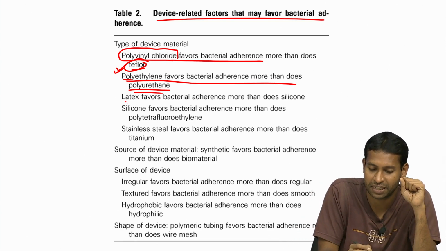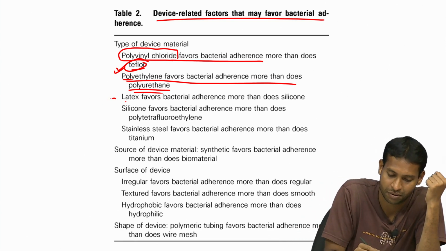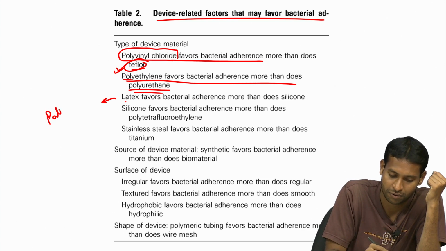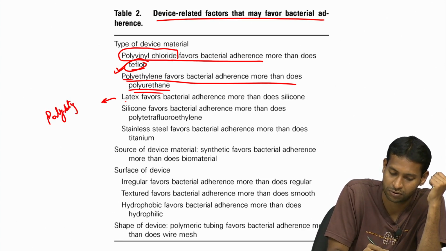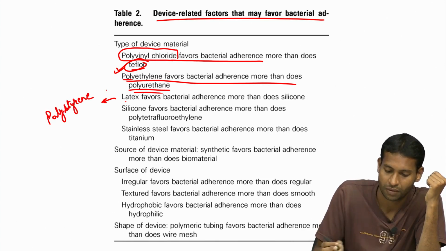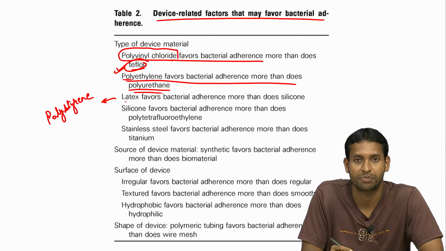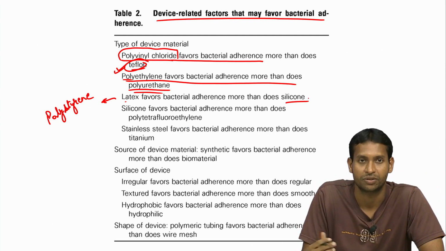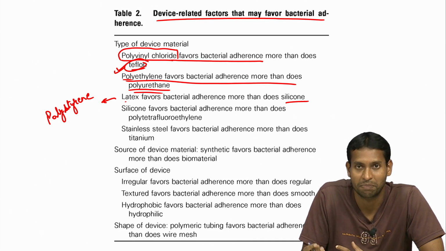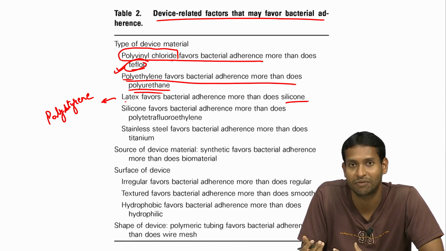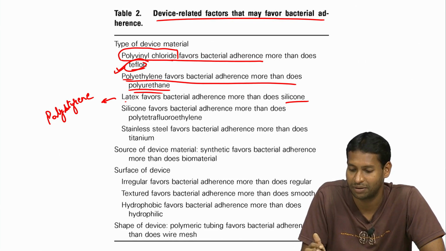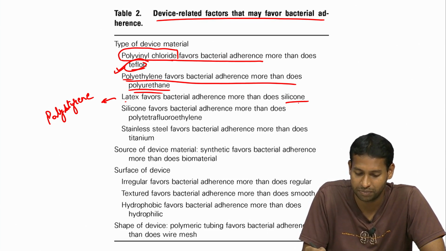Similarly, latex, which is nothing but polystyrene, also favors bacterial adherence more than, let us say, silicone. So, you can make breast implants out of silicone. Maybe latex may not be a good material, just because you need them forever, and silicone might be a better way to go about it.